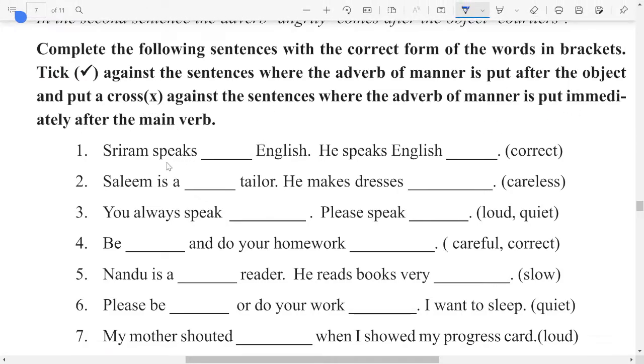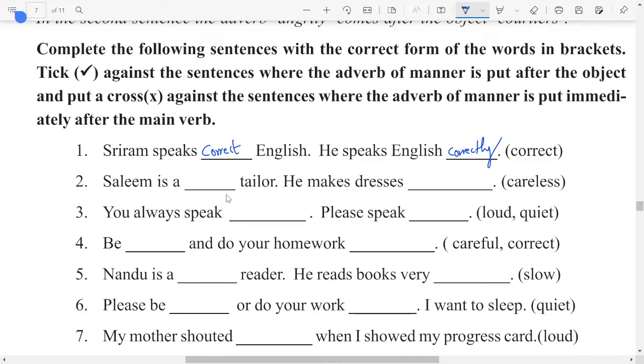Okay. So, Sriram speaks dash English. Which one can we use here? Can we use adverb or adjective? Correct English or correctly English? We can go with correct English. Okay, next one. He speaks English correctly. We can use the word correctly here.